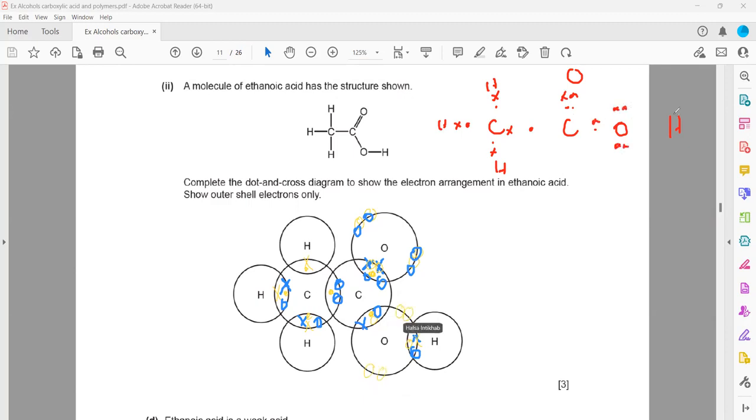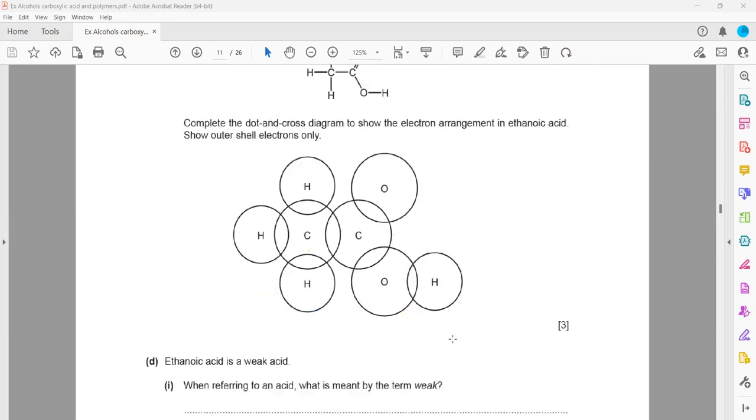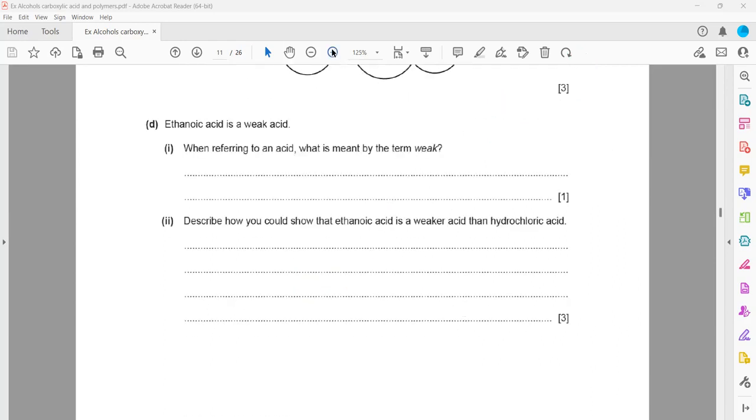And oxygen belongs to group 6. So you have to draw the 4 unshared electrons on oxygen. Unshared electrons are important for oxygen. Hydrogen does not have any unshared electrons. Carbon belongs to group 4, so it does not have any unshared electrons.